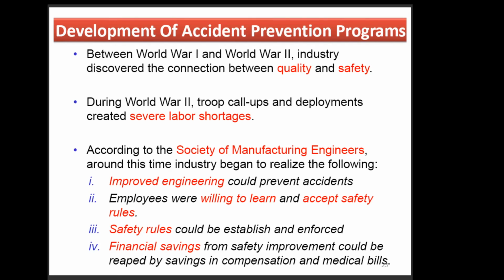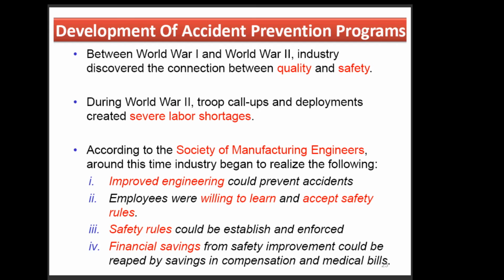They have generated a difference between quality and safety. They have defined what is quality and what is safety. During World War II, troop call-ups and deployment created several labor shortages. According to the Society of Manufacturing Engineers, around this time, industry began to realize the following. Number one, improved engineering. They realized that improved engineering could prevent accidents. We can minimize or eliminate accidents with the help of improved engineering.